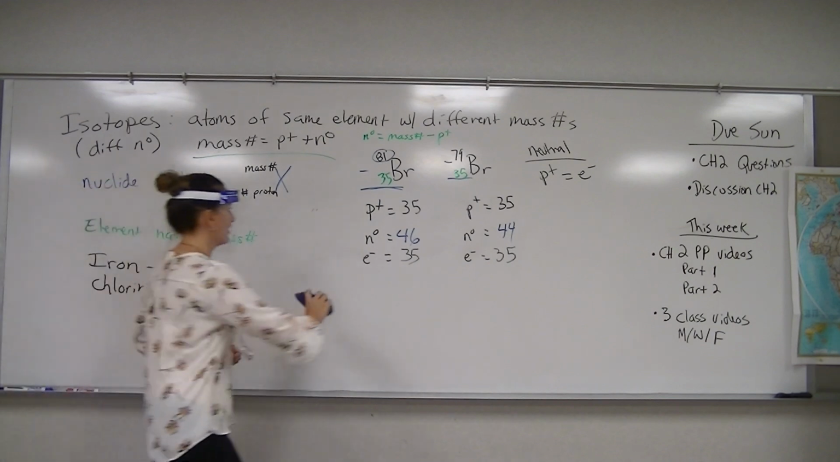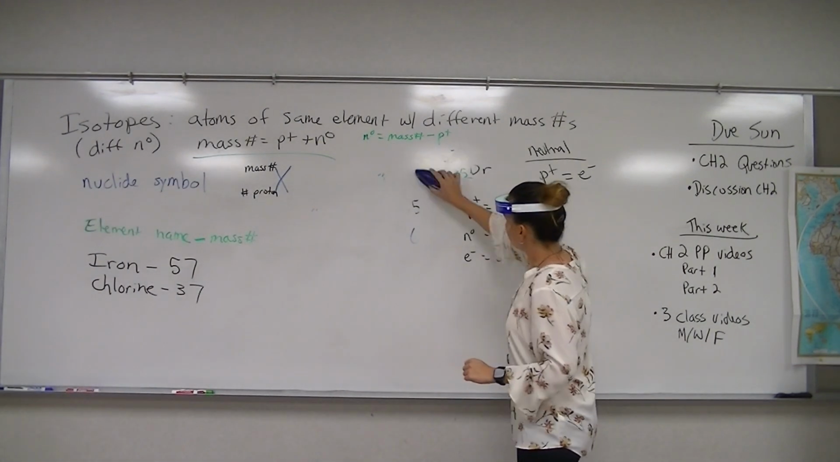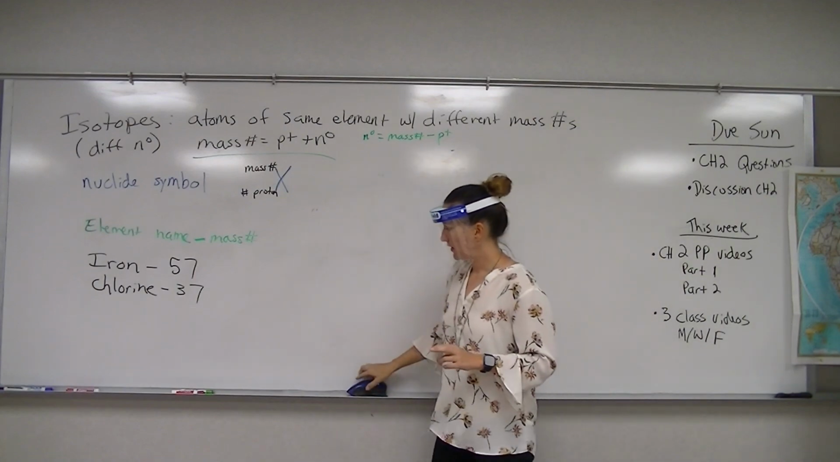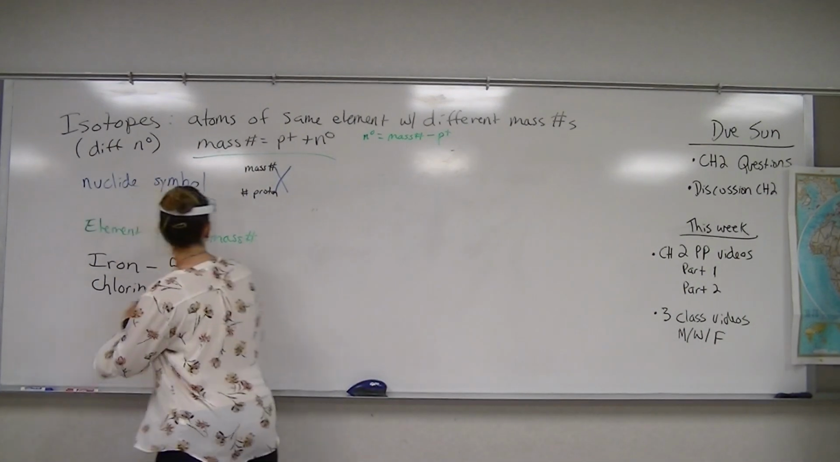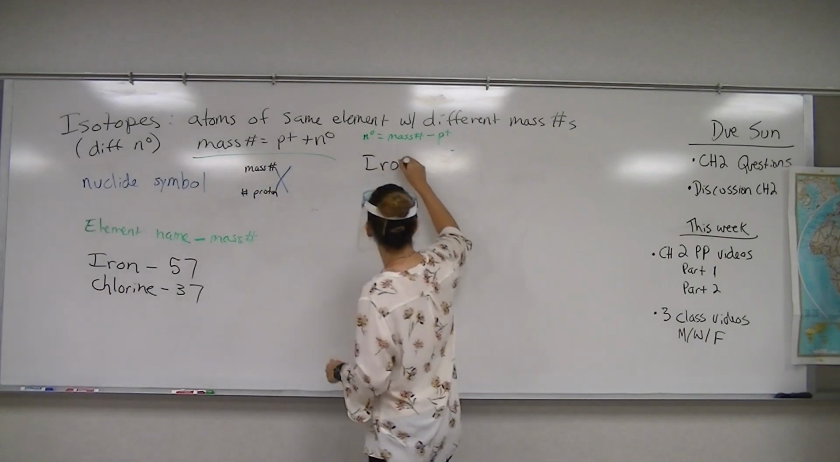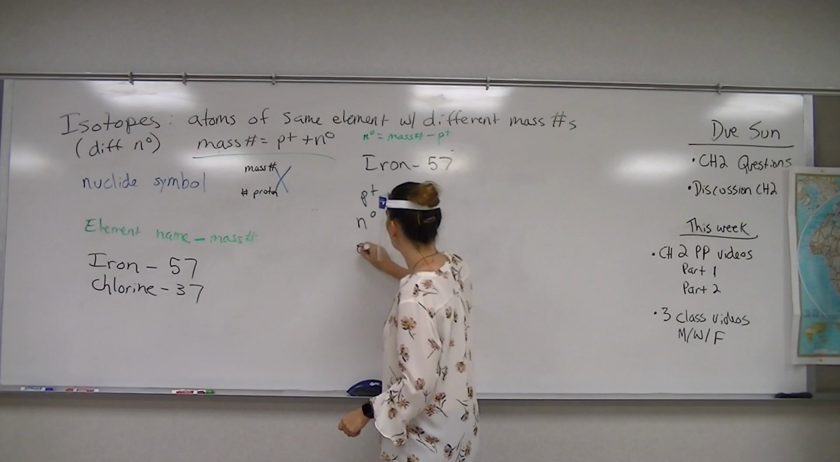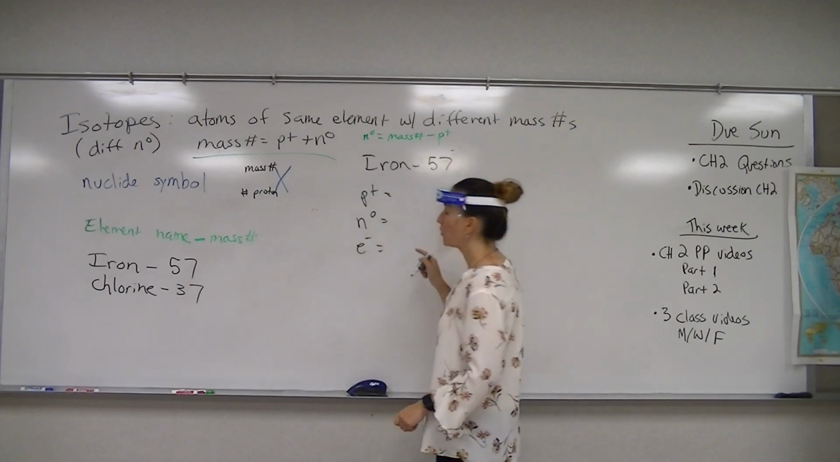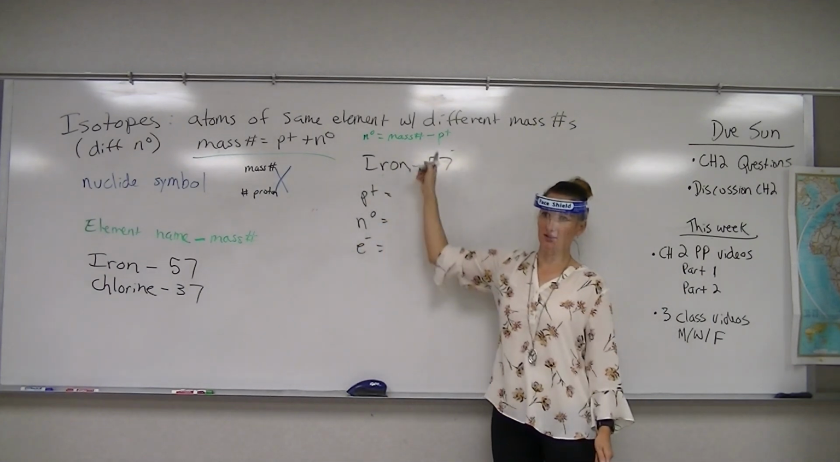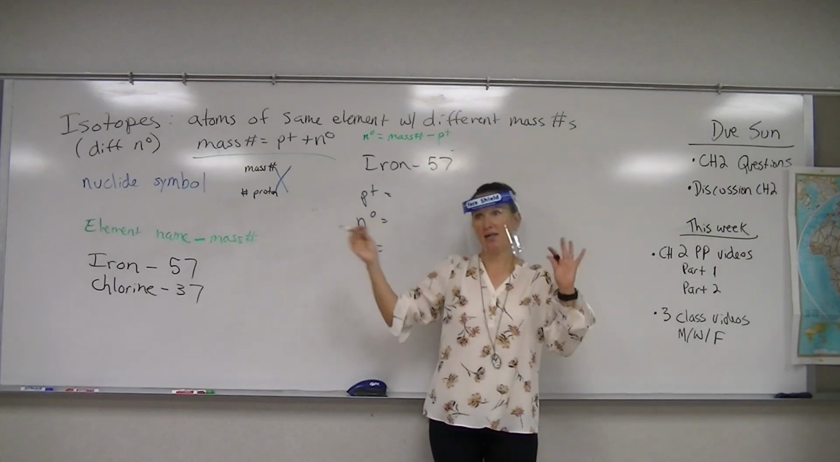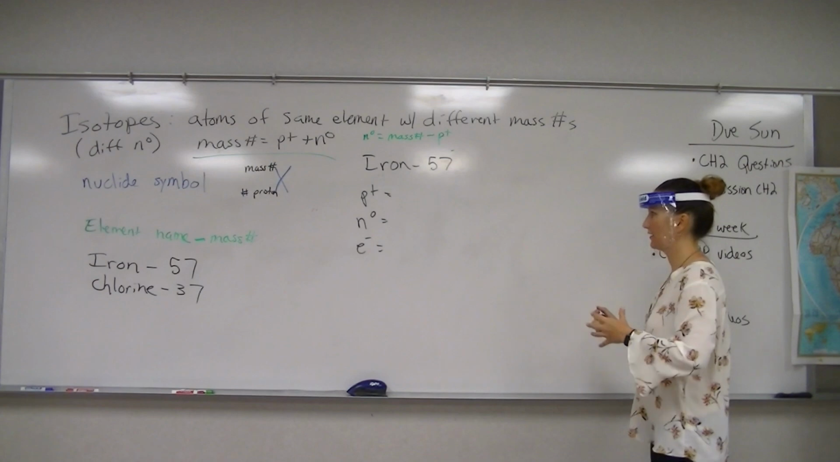All right, so I'm going to erase this part so we have some room. And we're going to do a couple different things. We're going to calculate, so we'll start with iron 57. I'll put him up here. The protons, neutrons, electrons for him. But we're also going to change this and write it in a nuclide symbol form instead, just to get practice with it, so it helps us recognize it better.